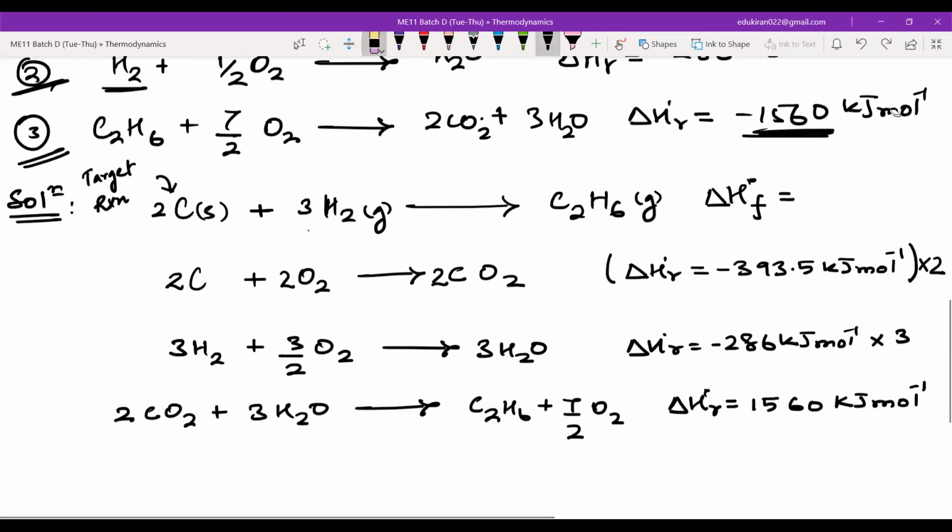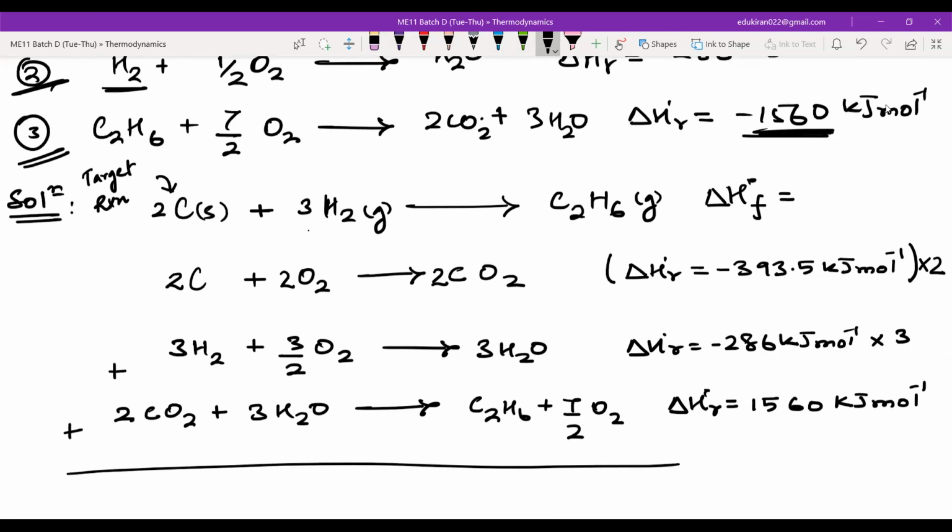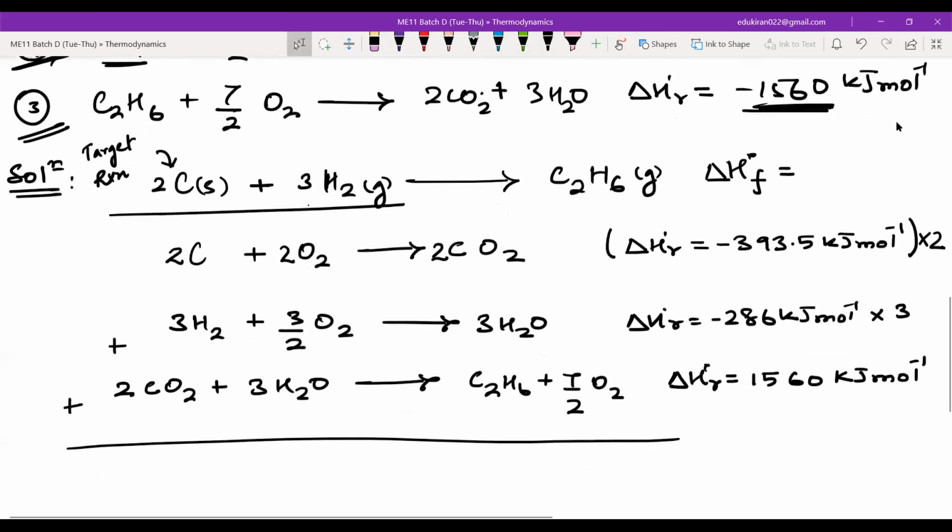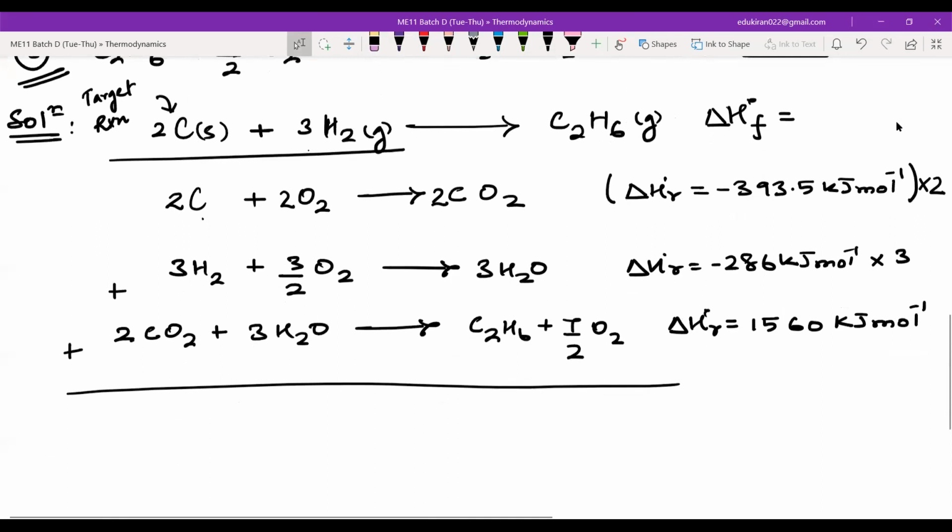So now we just need to add them up. You have to arrange them, and at last just add them up. So this is our target reaction. You see 2 moles of carbon. I can't see anything on the reactant side here, so I will write 2 moles of carbon plus, here we have 2 O2 and here we have 3 O2. If I add them, what will be the sum of 2 O2 plus 3 O2? It will be 7/2 O2.